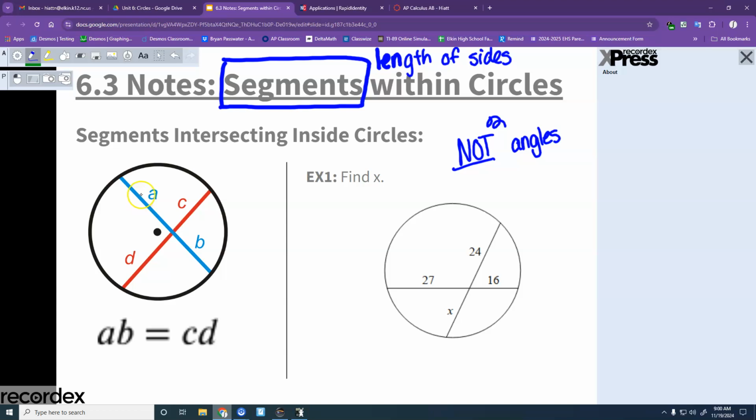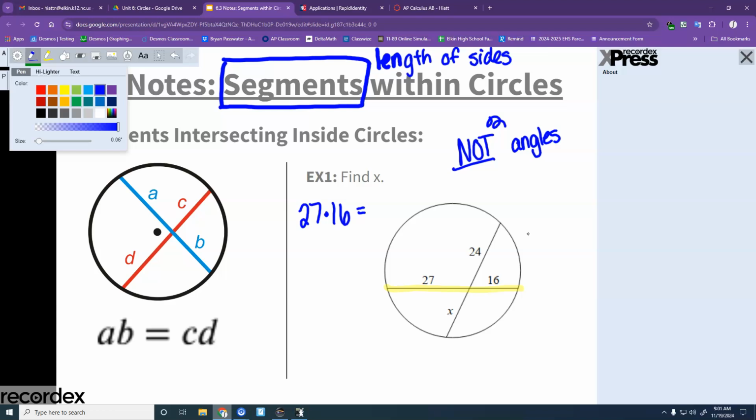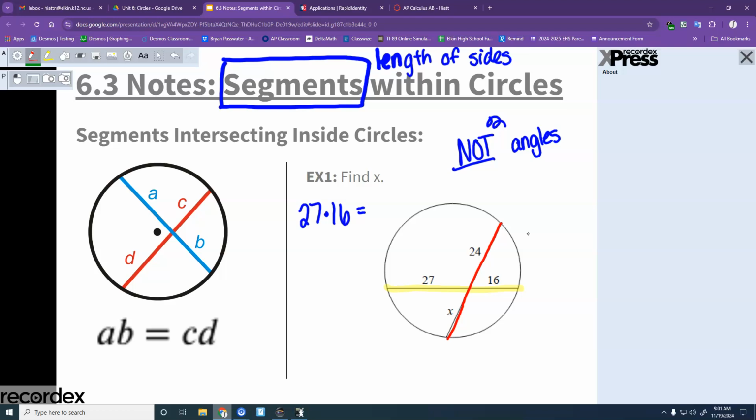It is the pieces of one line multiplied together have to equal the pieces of the other line multiplied together. So if I look over here at this example, I'm looking at one line, and I'm multiplying those pieces together. So I'd have 27 times 16. And that will be equal to the pieces of the other line right here multiplied together. So that would be 24 times x.